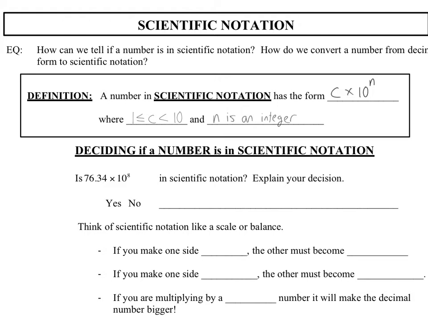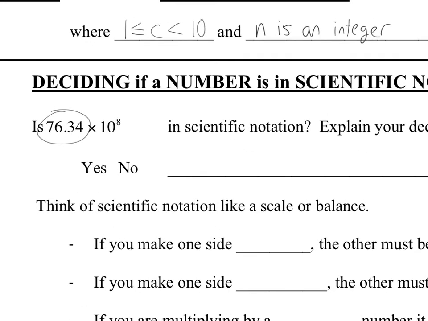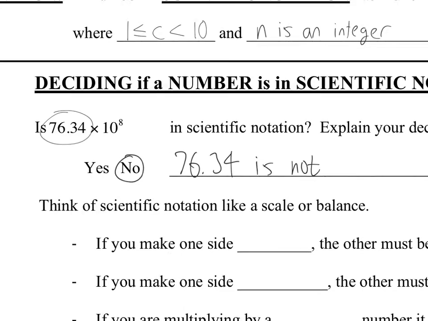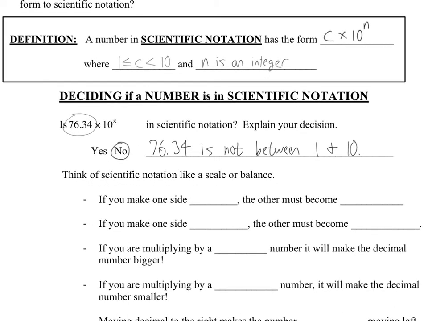Well, it kind of looks like something in that form. We got a number times 10 to something. But there is something wrong with this problem. Look at the first number. Is this number between 1 and 10, or no? It is not. So the answer is no, because 76.34 is not between 1 and 10. So it's kind of in scientific notation, but not really, because the first number is not between 1 and 10. That's very important.